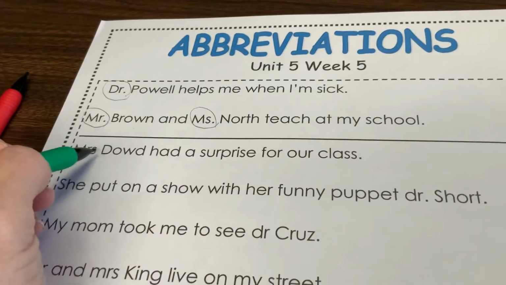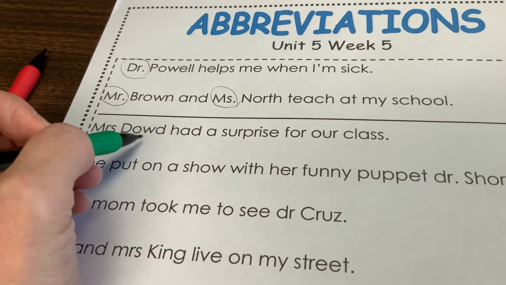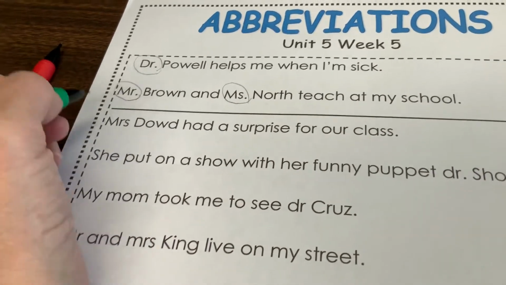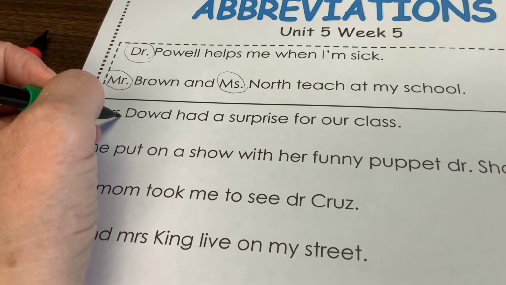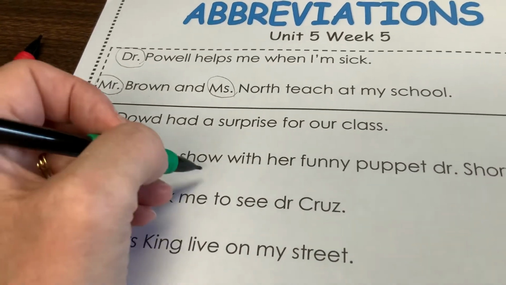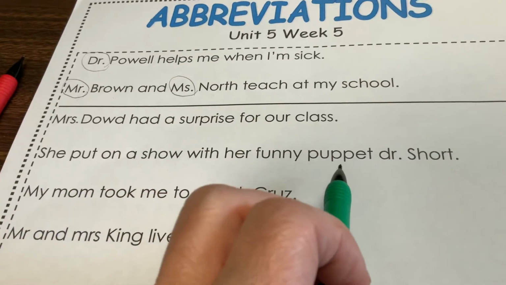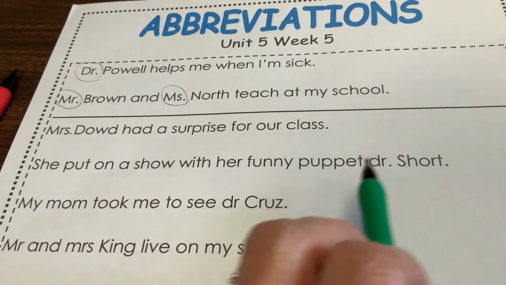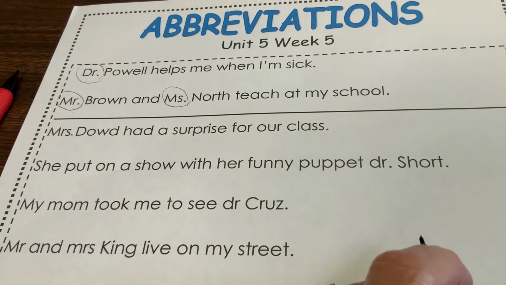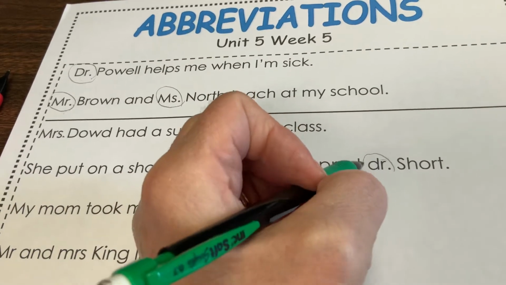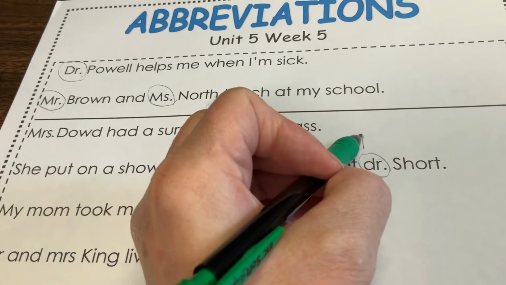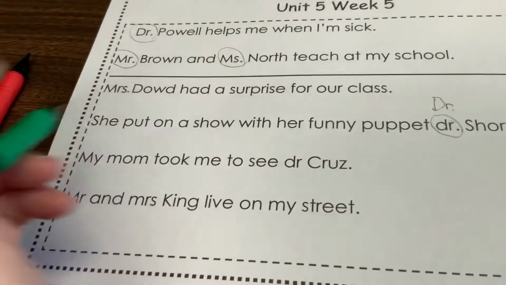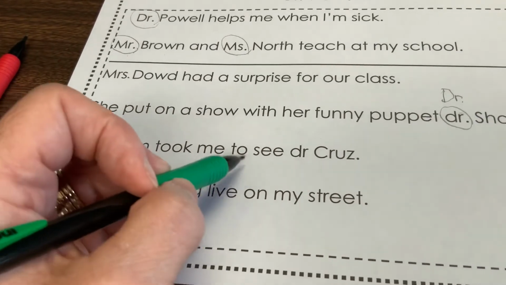Okay, here we're going to correct our mistakes. Mrs. Dowd had a surprise for our class. What is wrong with this abbreviation? Well, it's missing a period. She put on a show with her funny puppet Dr. Short. What's wrong here? Well, it's not a capital G. We should have a capital G, R, period.